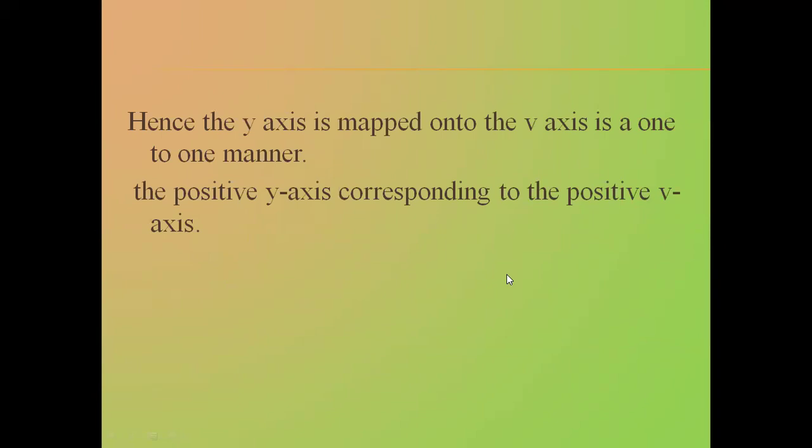Hence the y-axis is mapped onto the v-axis. The y-axis is mapped onto the v-axis in a one-to-one manner, and the positive y-axis corresponds to the positive v-axis. So hence this is the w equals sin z plane transformation equation.